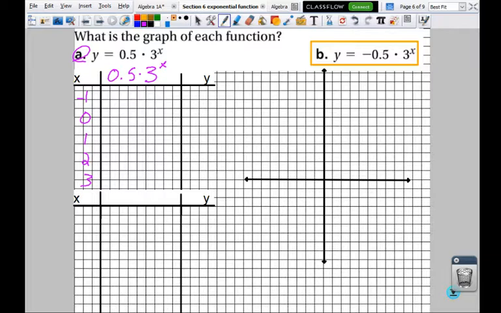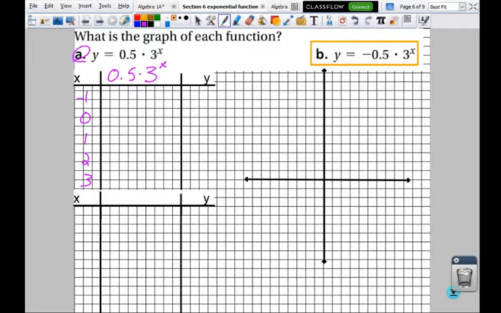So 0.5 times 3 to the x1. It's really nice because after I type that all in, everything shows up. I just need to put in stuff for my table now. So 0.16, 0.5, 1.5, 4.5, 13.5.